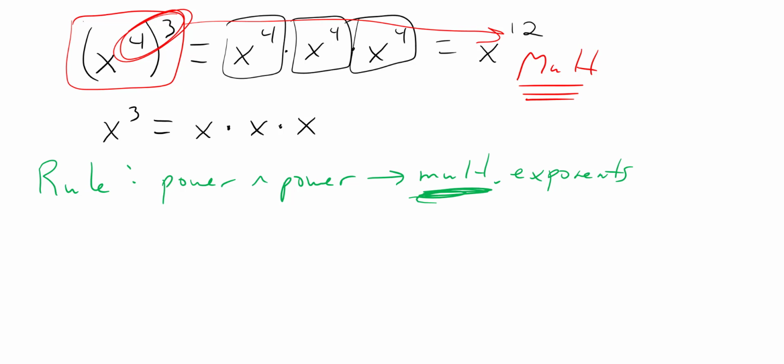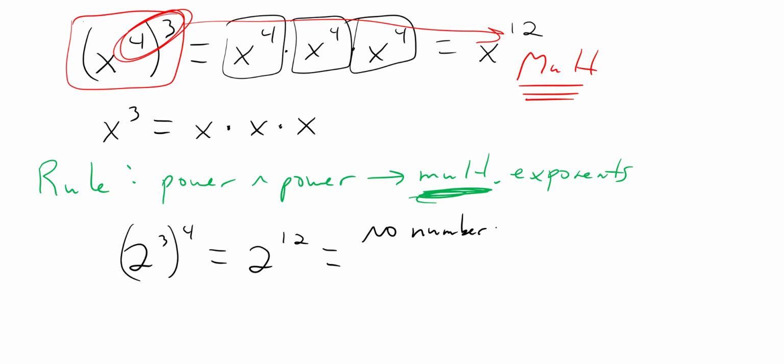All right, so let's try that with just a number. So if I said 2 cubed raised to the 4th power. Well, that's 2 to the 12th power. Now again, you don't leave it like that. Remember I told you lots of times, do not leave numbers with exponents. Okay, I'm going to write this in here again. No numbers with exponents.